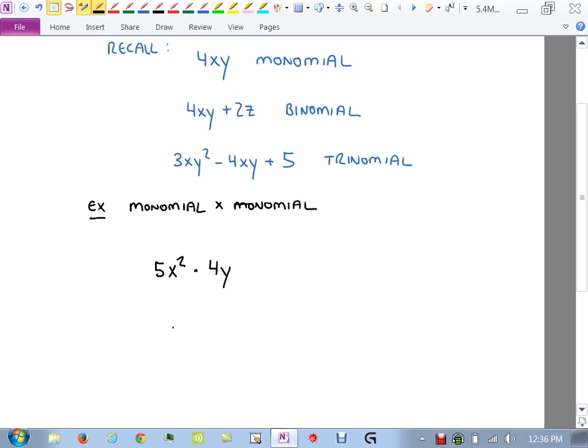Remember in last class when we added terms together, they had to be like terms. When you multiply monomials together, they don't have to be like at all. Okay, you can still multiply them.